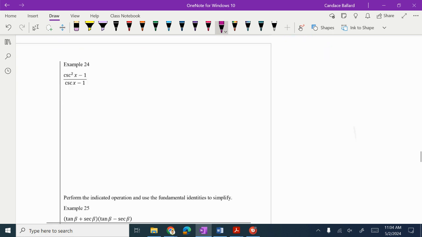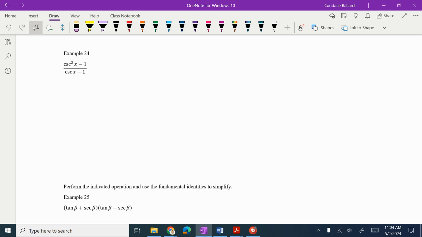All right, example 24 is still in the factoring section, okay? Even though it looks like a fraction. I'm going to have to do some kind of factor. I'm going to take that as an indicator. I need to do some kind of factoring to solve it or to simplify it in some way. Okay.